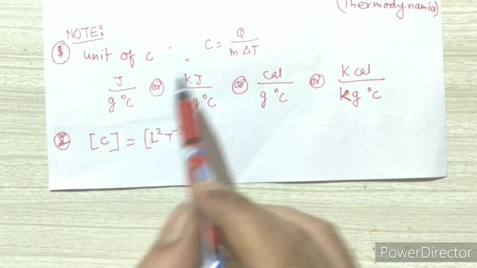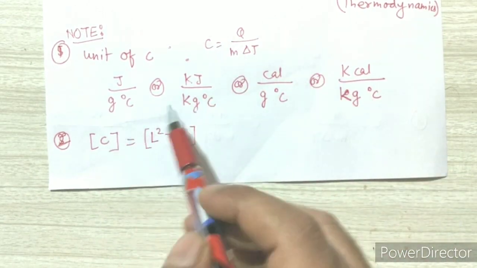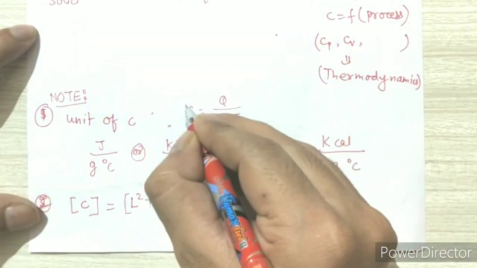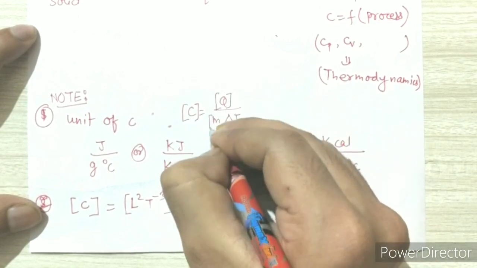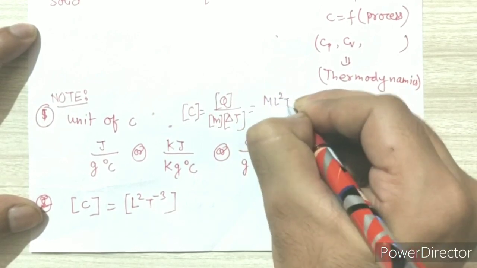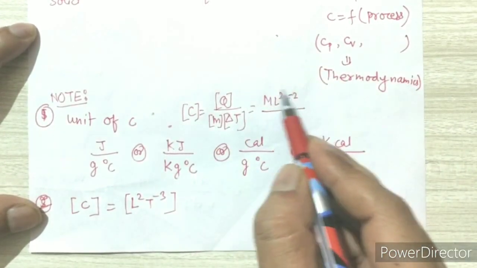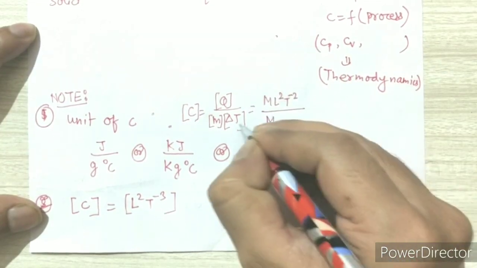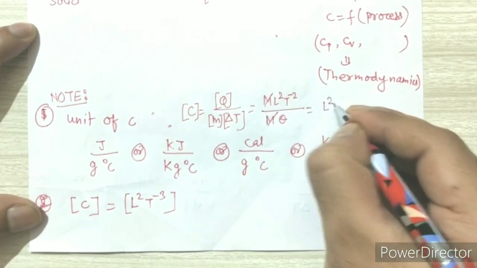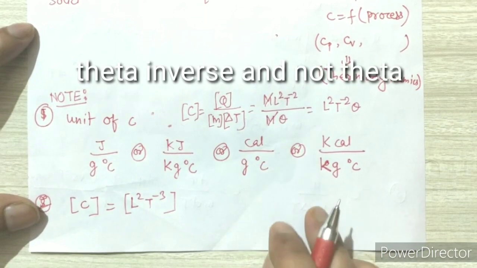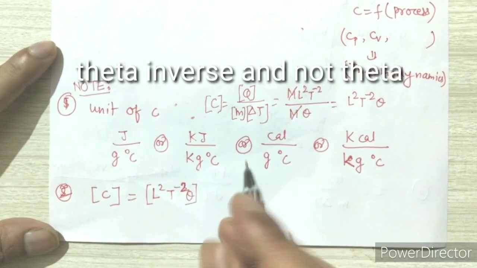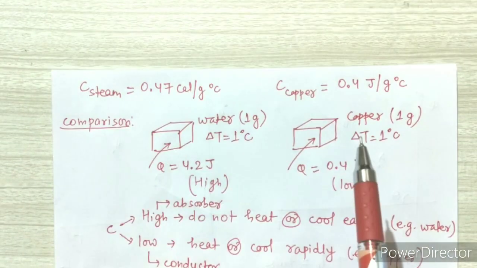Now the dimensional formula of specific heat capacity. If you put the dimensional formula of heat, Q will become ML2T minus 2, that is the dimension of work, divided by mass. Mass we measure in M, and for delta T we use theta. So it will come out L2T minus 2 into theta. So the dimensional formula of C will be L2T minus 2 theta. This is the dimensional formula of specific heat capacity.